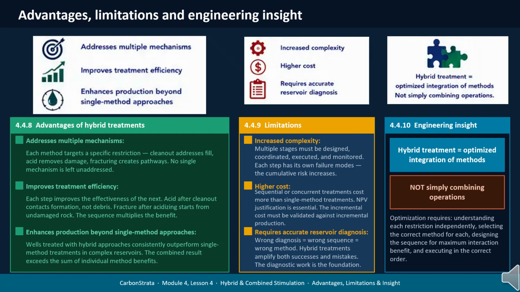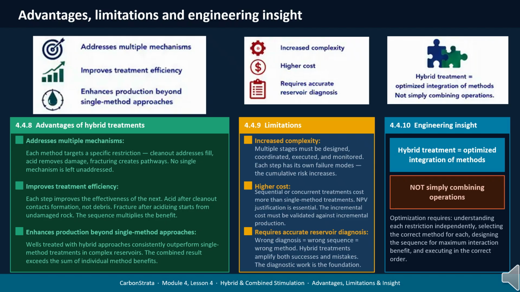This slide has two parts. What hybrid achieves, and what can break it. Start with the advantages. First, multiple mechanisms are addressed. Each restriction is handled by a specific method, not partially improved, fully targeted. Now connect that. If 3 restrictions exist, single method treatment leaves 2 unresolved. Hybrid removes that gap.